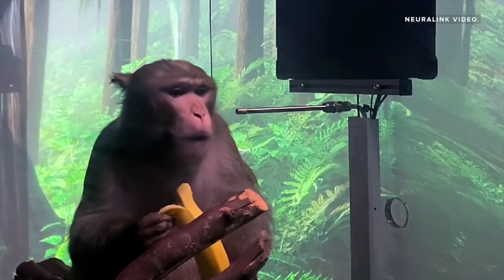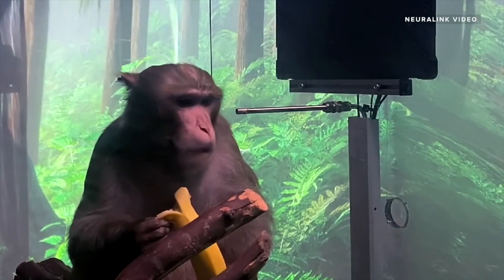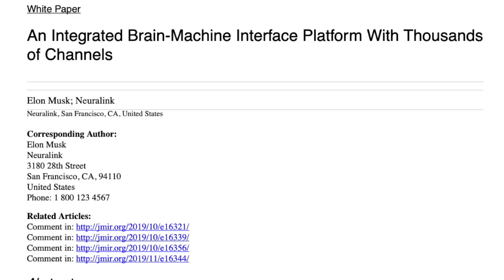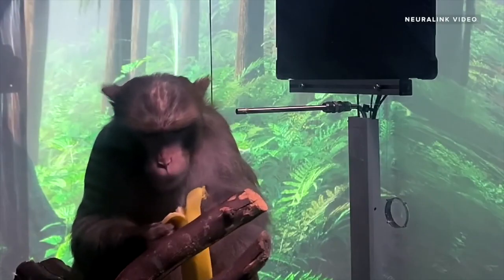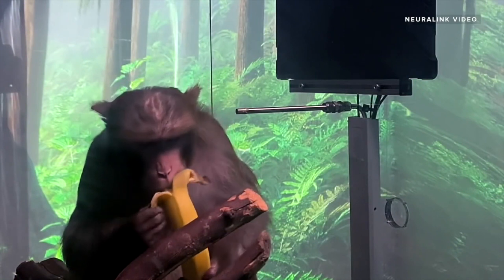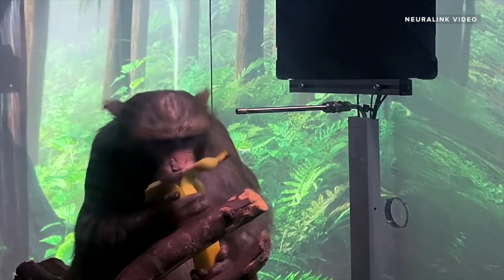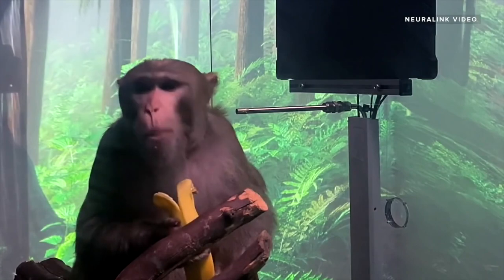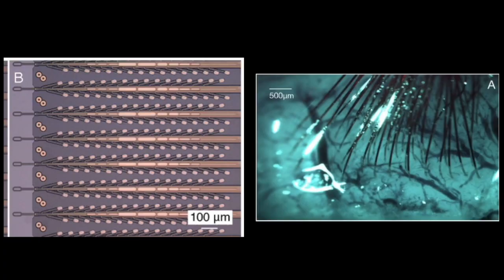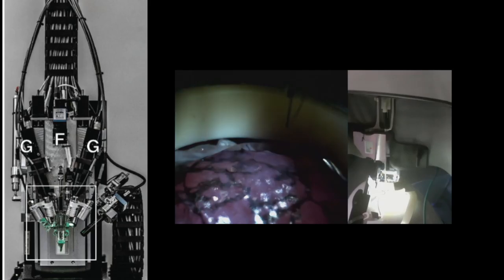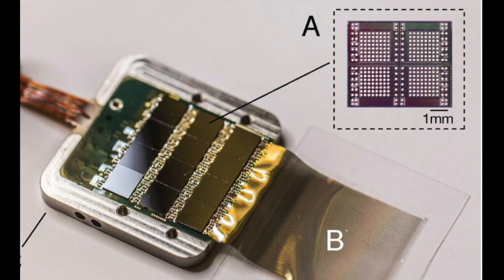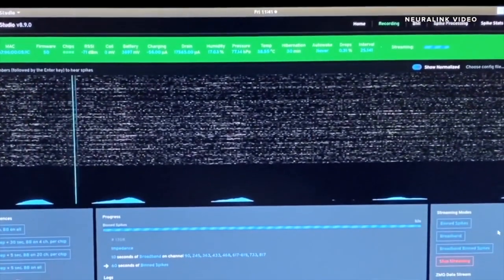This is part 2 of a short series explaining Neuralink's 2019 white paper titled An Integrated Brain-Machine Interface Platform with Thousands of Channels by Elon Musk and Neuralink. The previous video explained the paper's introduction, the scope of Neuralink's mission, and the technical components required to fulfill it, namely electrode threads that stay in the brain without causing any trouble, a surgical robot to insert them, electronics hardware, and software to interpret the signal.